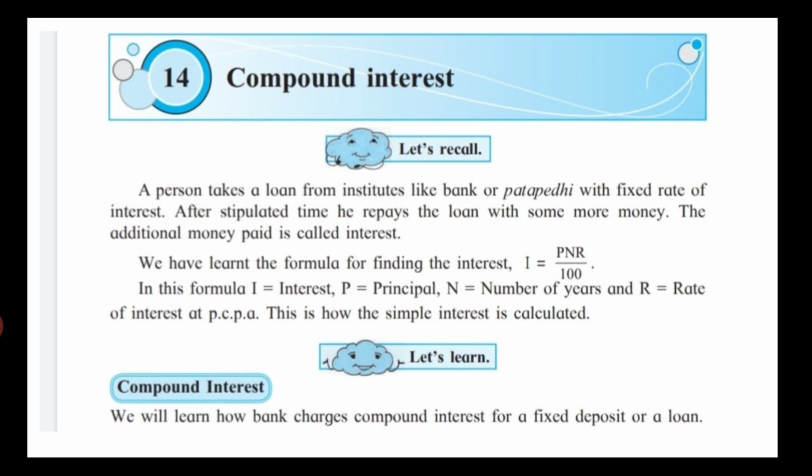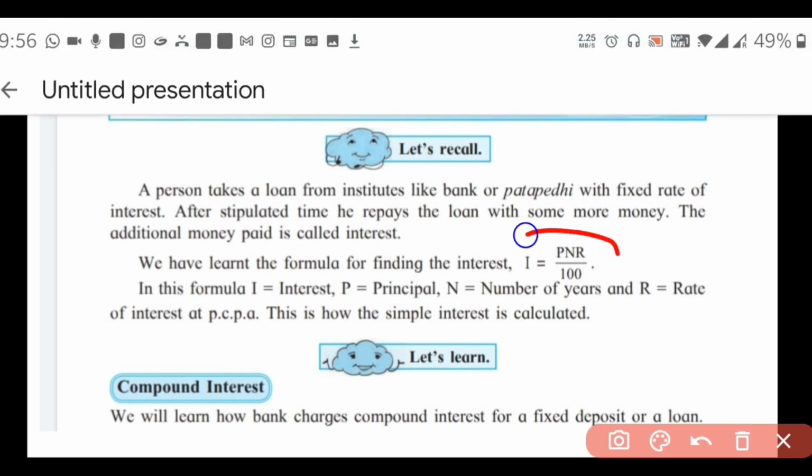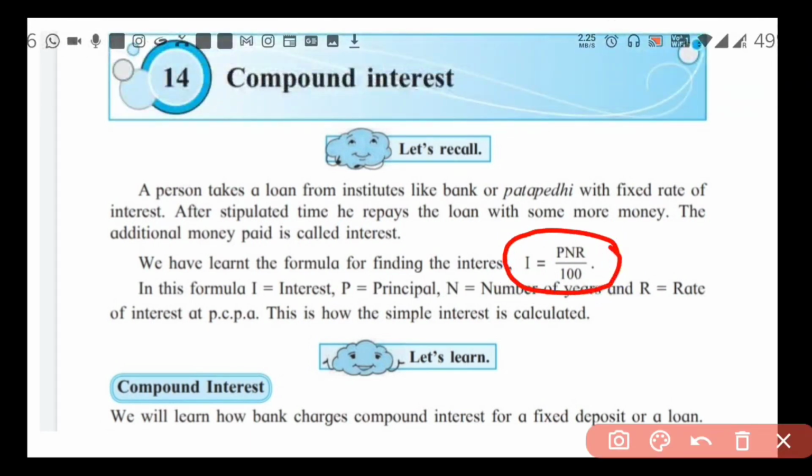We have learned the formula for finding the interest last year, and that formula is I is equal to P into N into R upon 100, where I is the interest, P is the principal, N is the number of years, and R is the rate of interest at p.c.p.a. P.c.p.a. means per cent per annum, and this is how the simple interest is calculated.